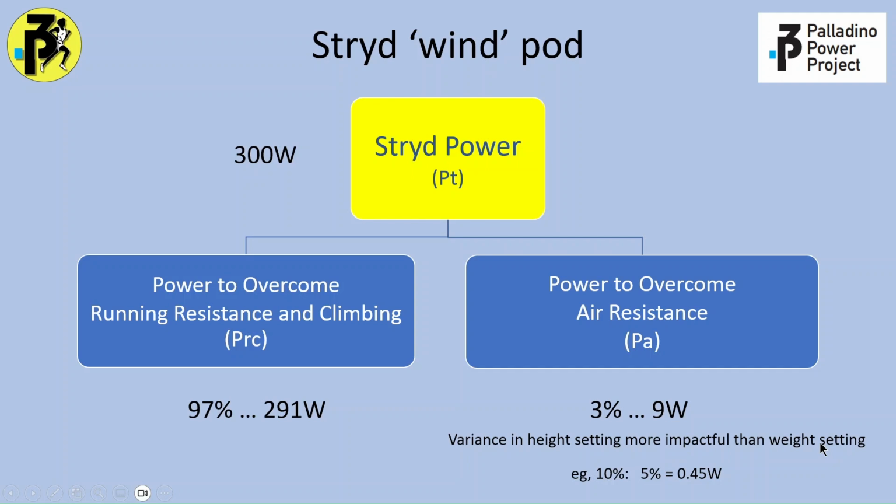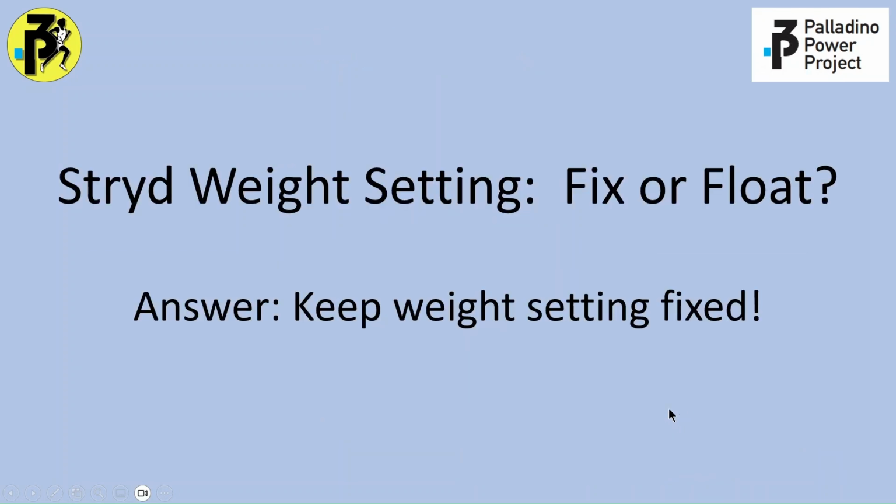So what I'm trying to say here is that with air power, even though it's a little bit different algorithm, it's far less impactful overall compared to the one that's natively calculated in watts per kilogram. And variances of weight setting are very, very minor to this small number anyway. So the bottom line, keep weight setting fixed. Even if you do a deep dive into the air power part of it, just keep the weight setting fixed.